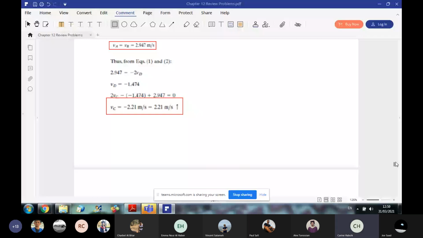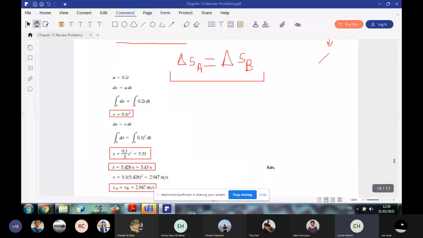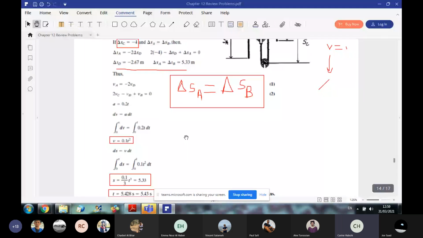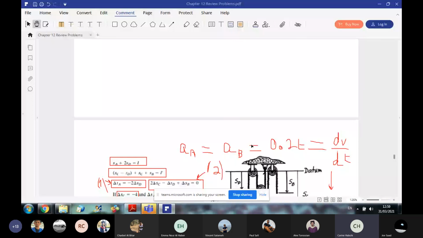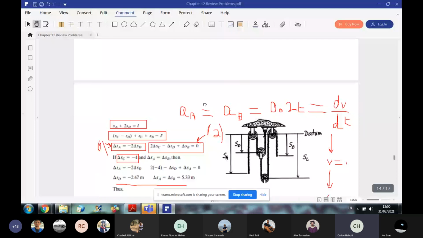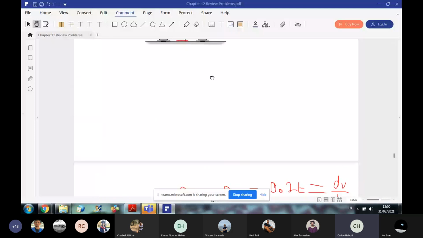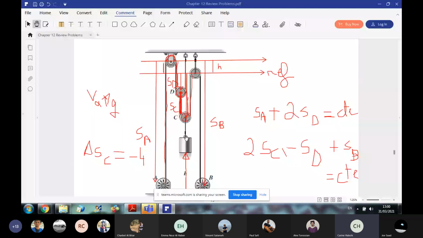So I will re-explain. Okay. So here we said that we have two cables, okay? And we need to find the time needed to have the block up, okay? So in this case, the first step is to write the total length of the two cords. This is the first cord here.